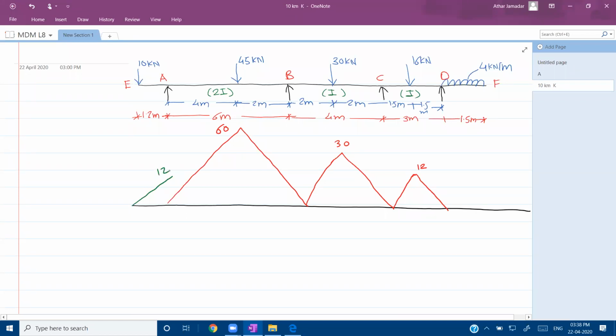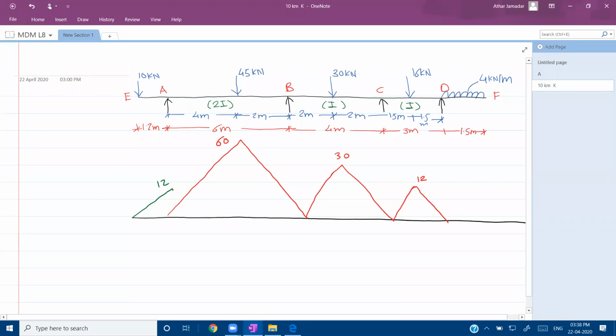Now MAB is minus 12. So left hand support, negative moment above the baseline. So it will start from this point only. Now MBA is 29.63. So right hand side, positive moment. So it will come somewhere here. This is 29.633. For BC, moment is minus 79.633. So left support, negative moment will start from here only.